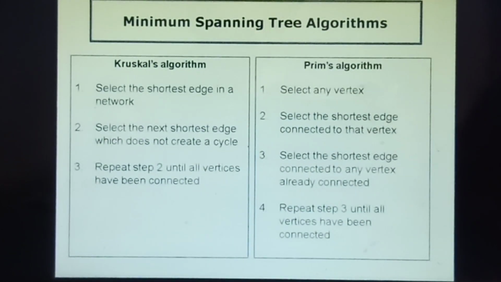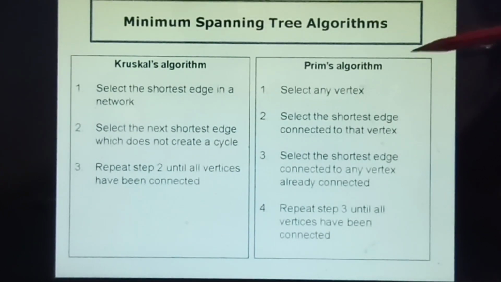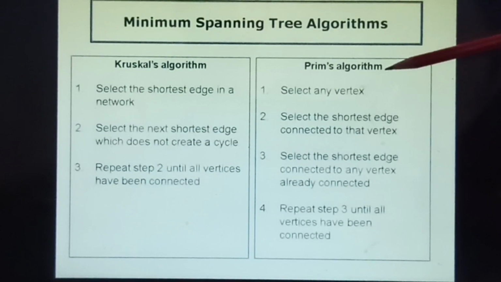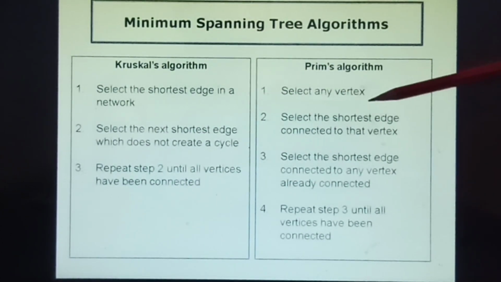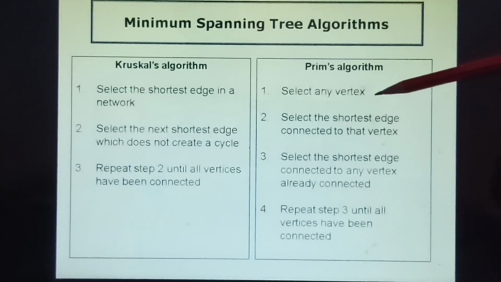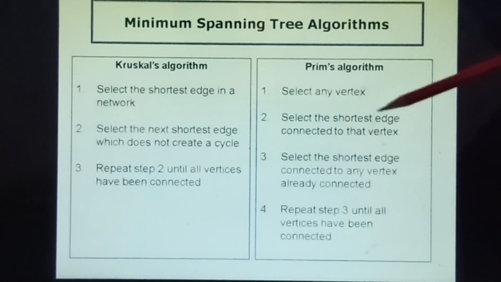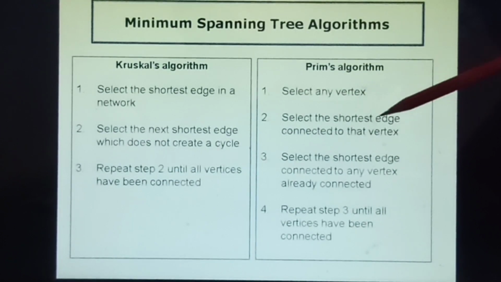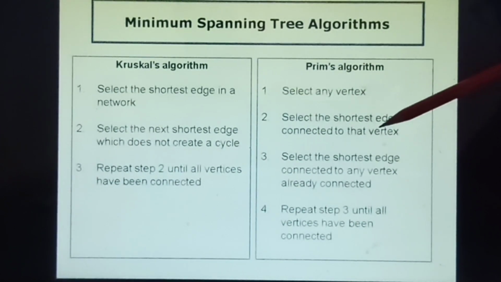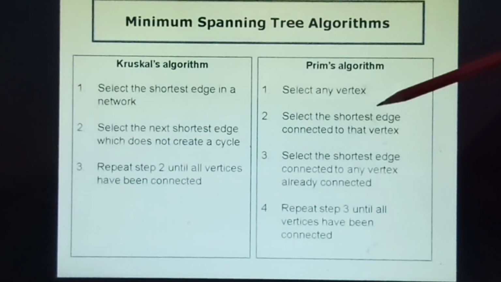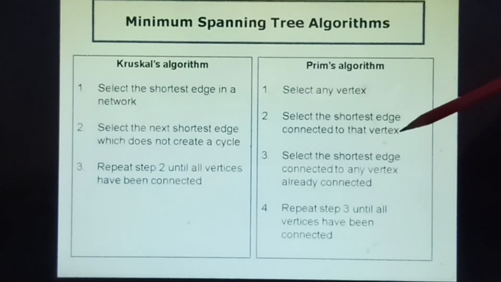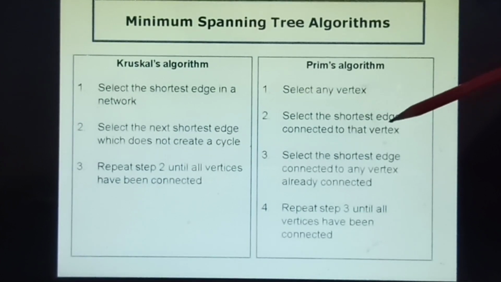This is the second algorithm for finding the minimum spanning tree. That is Prim's algorithm. So Prim's algorithm works like this: the first step is select any vertex. That means from the original graph we can start from any vertex. Second step, select the shortest edge connected to that vertex. So whatever vertex we have selected, from that vertex whatever outgoing edges are there, we have to see, and then the shortest or smallest edge we have to select there.